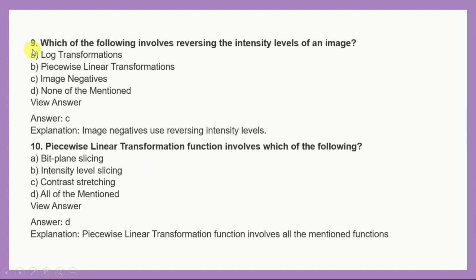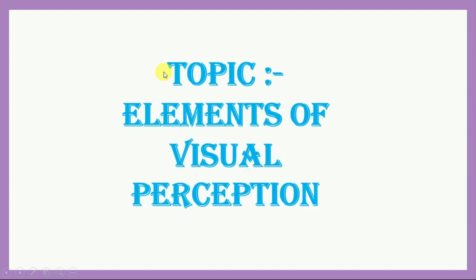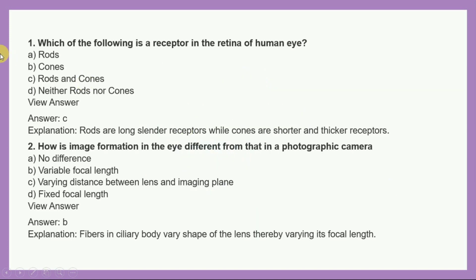Now question 9 is, which of the following involves reversing the intensity level of an image? So answer is option C, that is image negatives. Now the question is, piecewise linear transformation function involve which of the following? So answer is all of the mentioned, because in that we have bit plane slicing, intensity level slicing, and contrast stretching as well. So topic next is elements of visual perception. So in that question is, which of the following is a receptor in the retina of human eye? So answer is option C, that is rods and cones.